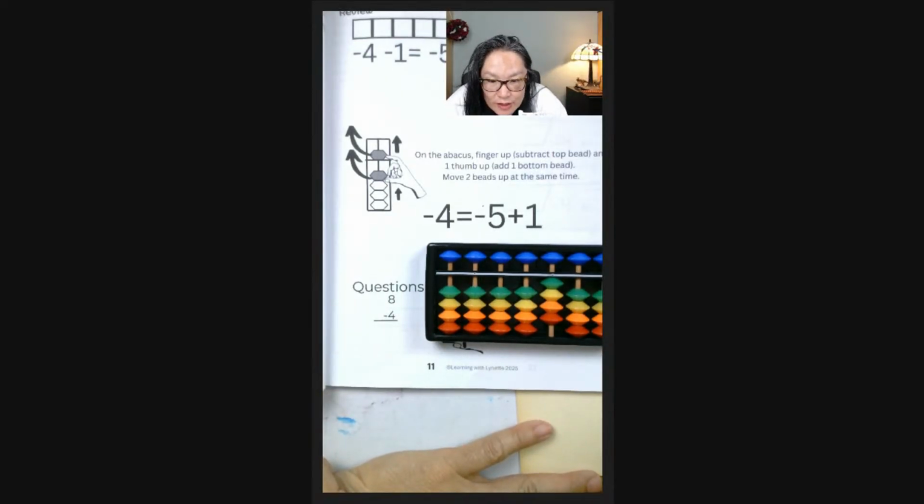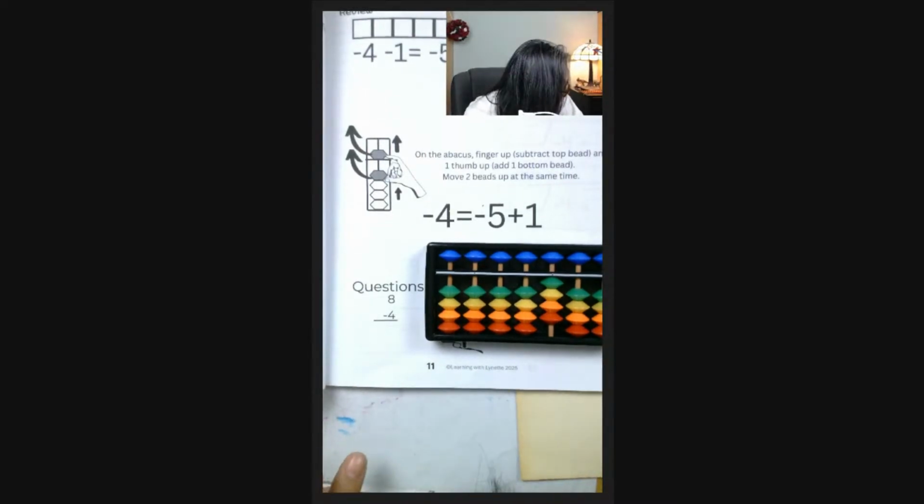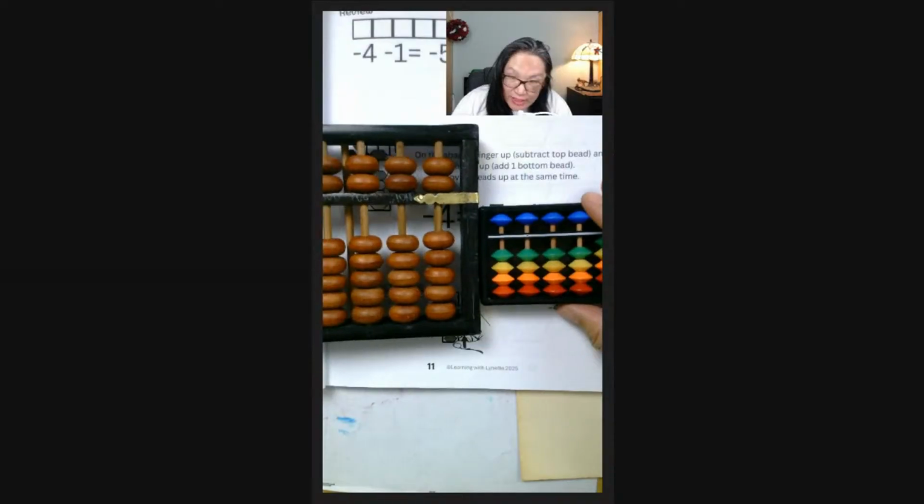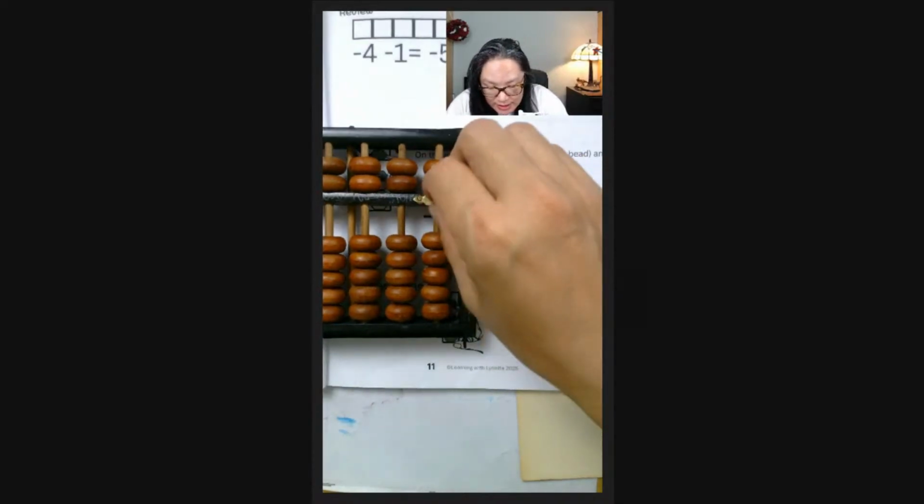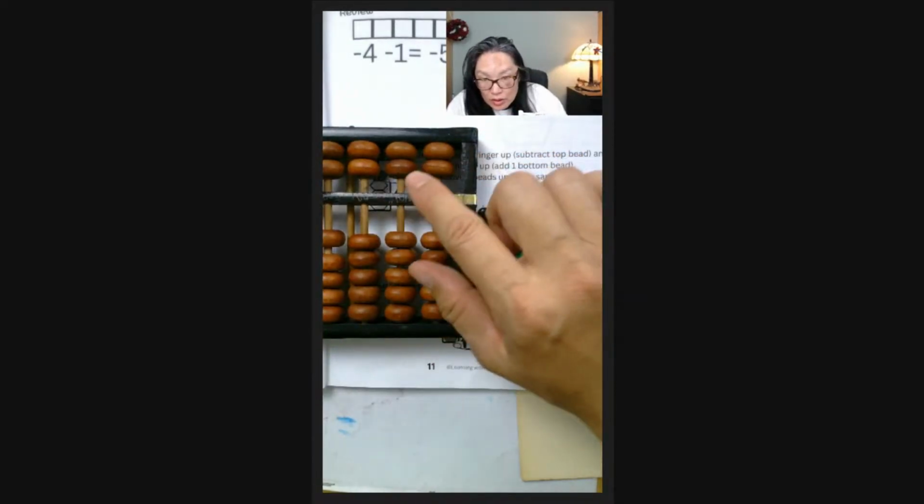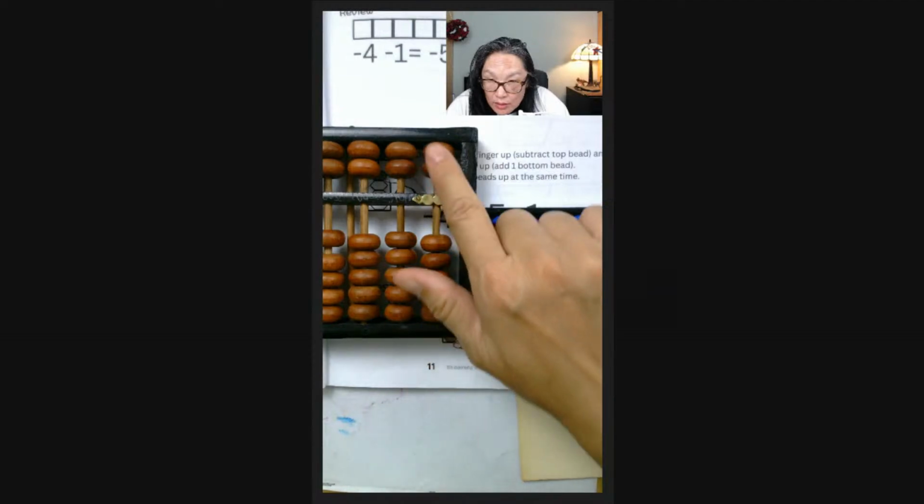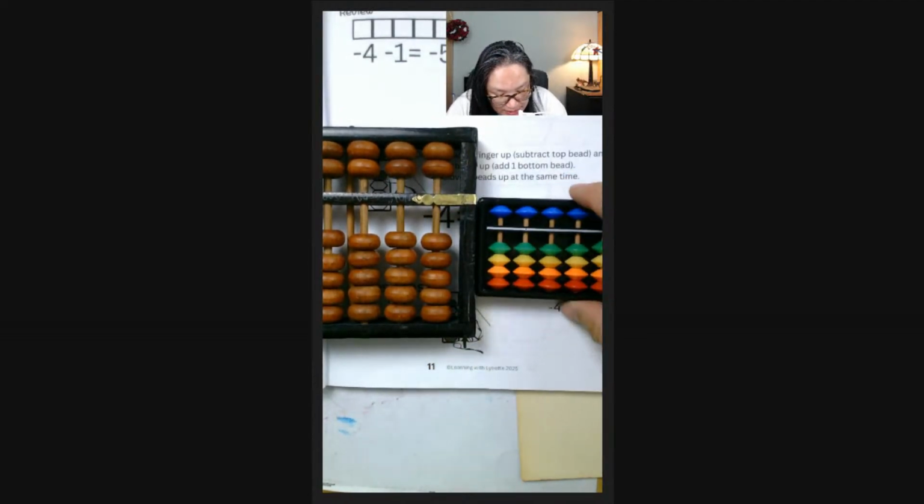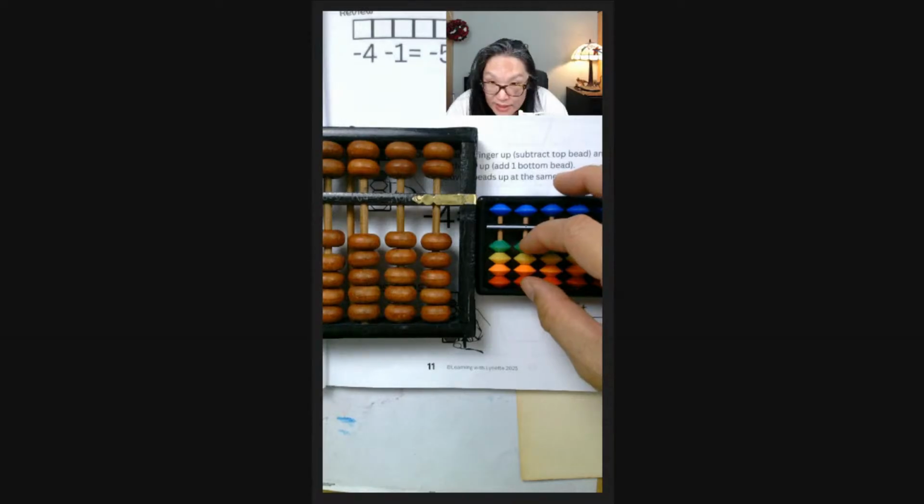What's the difference? The extra beads. I don't have an example of the Russian abacus, but I do have an example of a Chinese abacus. So this is a Chinese abacus. It has two beads on top and 5 beads on the bottom, whereas the Japanese abacus has 1 bead on top and 4 beads on the bottom.